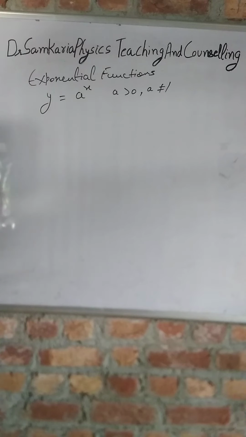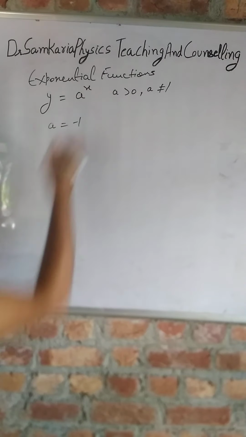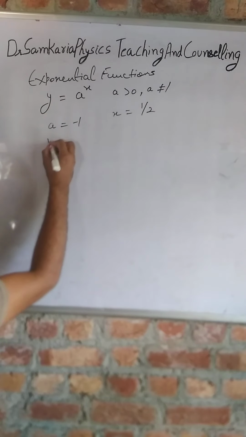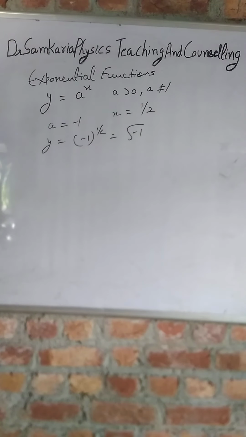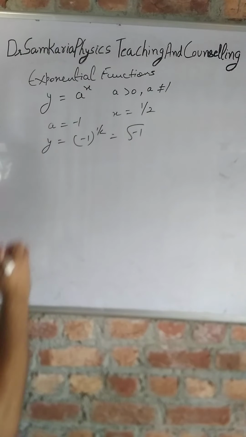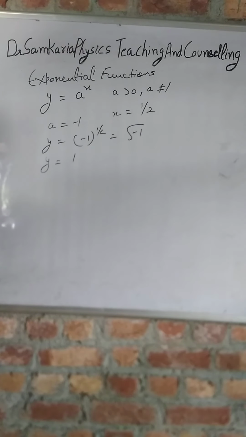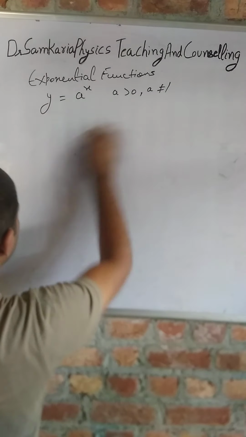I will give you a brief hint why a must be greater than 0 and a should not be equal to 1. If a is less than 0, suppose a is minus 1 and x is 1/2, then you will get y = (-1)^(1/2), which is equal to the square root of minus 1. This is imaginary, so that's why a should be greater than 0. And why should a not be equal to 1? Because if a is equal to 1, then y will always be equal to 1 whatever x is, because 1 raised to power anything is 1. So these are the two conditions on this exponential function.